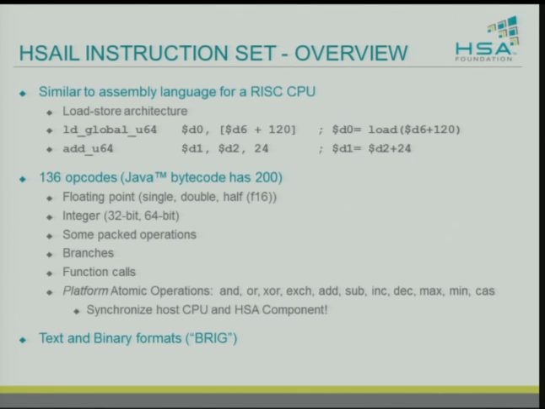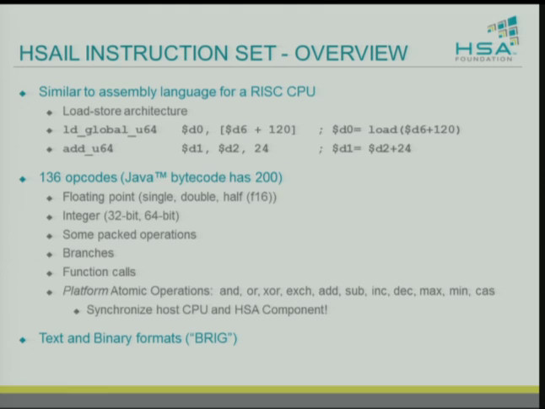There are about 136 opcodes in HSAIL. As compared to Java, which has about 200 opcodes, so kind of similar. We support floating point, so single precision, double precision, and half floats or F16s are all natively supported by the instruction set. Integer operations as well, 32-bit and 64-bit. There are some packed operations, so you can do 8-bit packed, 16-bit packed, or 32-bit packed. That can be useful for some operations like media applications, for example.